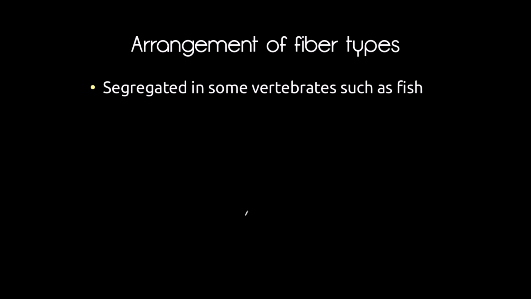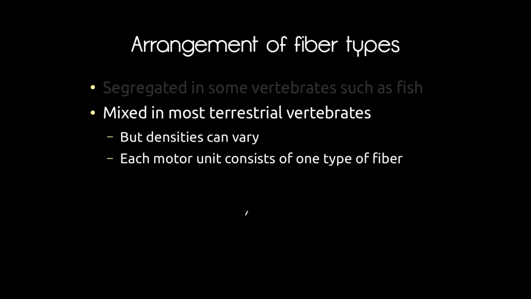So again, like I just said, the arrangement of these fibers in some types of vertebrates, like fish, is going to be segregated. You're going to have your glycolytic fibers in one area, and you're going to tend to have your oxidative fibers in another area. However, in most terrestrial vertebrates, these are mixed in. All of these different fiber types are going to be mixed in together in the same muscles. Various muscles can vary in the relative numbers of these different kinds of fibers that they have, but they'll still be mixed in.